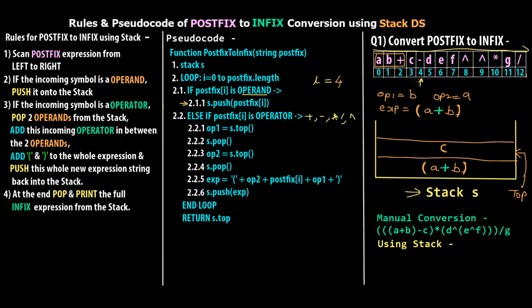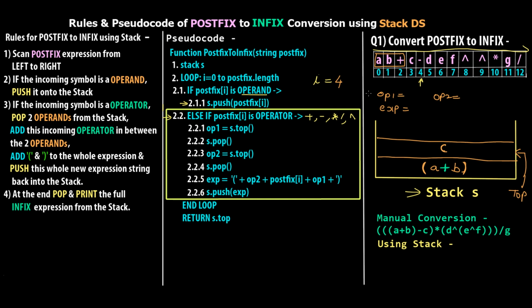i is at index position 4, which is a minus. Now minus is an operator. Okay. So again, minus is an operator, so we will go in the else if part. We say op1 is equal to s.top. What is s.top? S.top is C. So op1 becomes C. That is 2.2.1. Then 2.2.2 says pop that top. So s.pop will just pop off the top of the stack. That's how the pop function works. So we remove this, and now the new top of the stack is a plus b with the brackets, right?